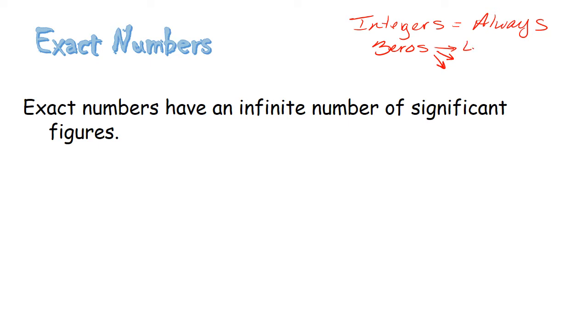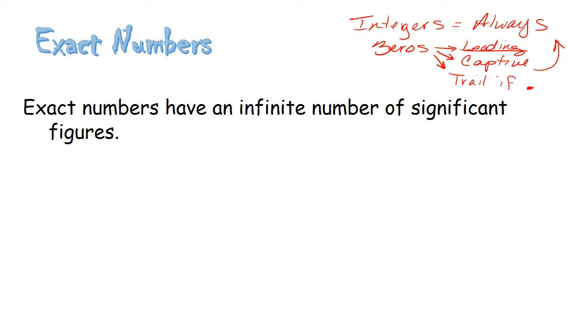We have leading zeros, and they never count. And then we have captive zeros, and they always count. And then we have trailing zeros, and trailing zeros count only if there's a decimal point somewhere.